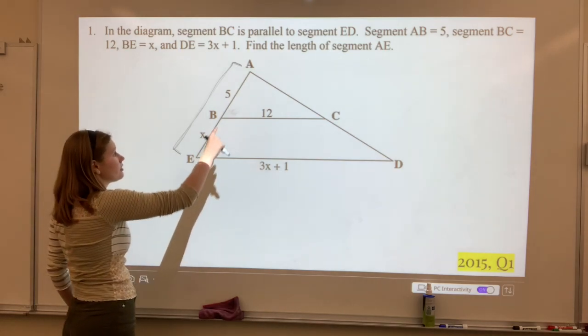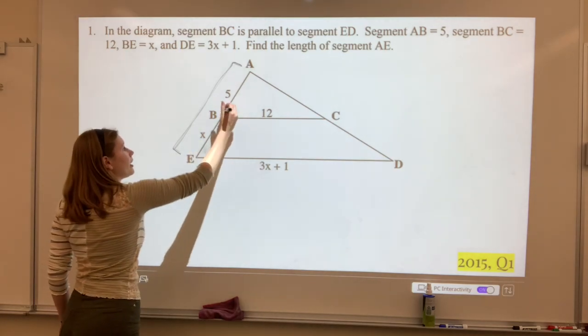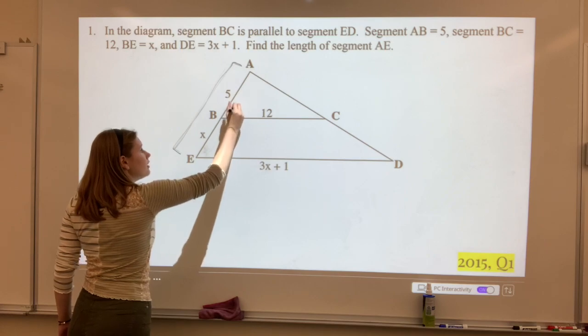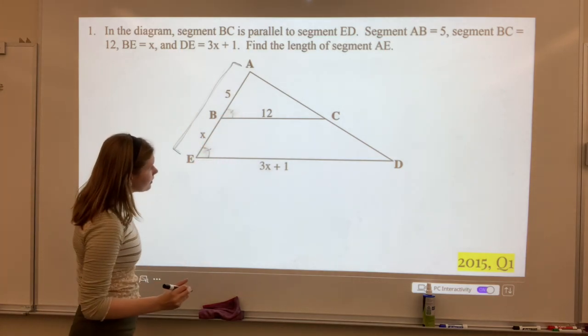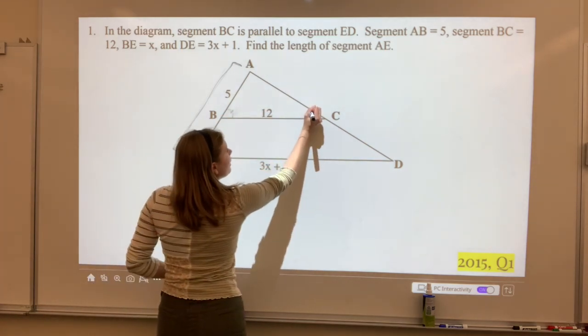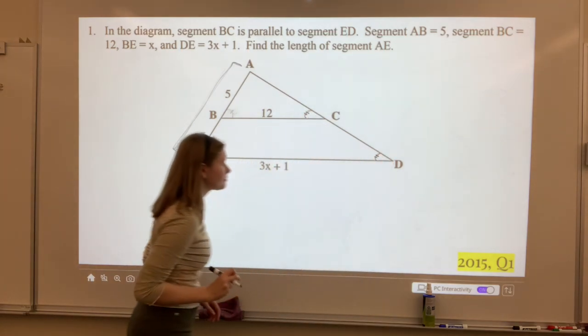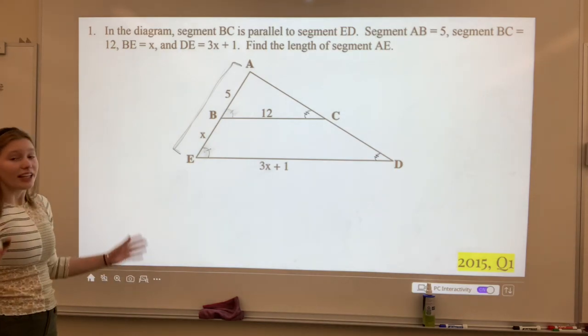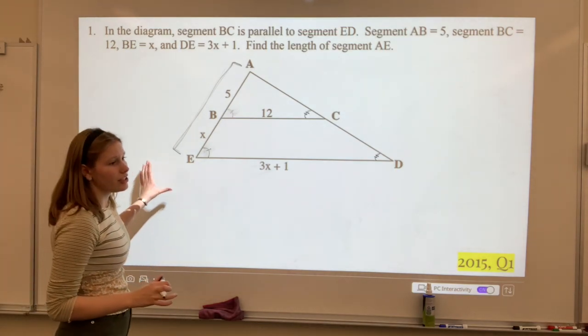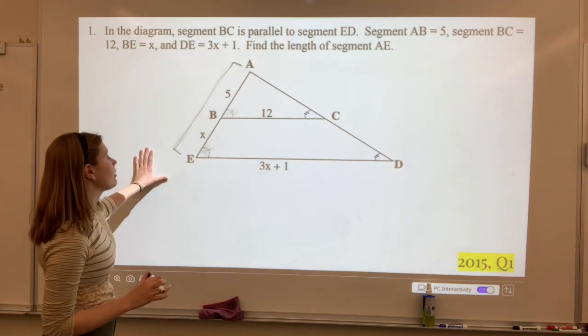We know that these angles are going to equal each other. So angle B is equal to angle E, and same goes for this side. Angle C is equal to angle D. All right, now that we know that, we can form a relationship between the two triangles.